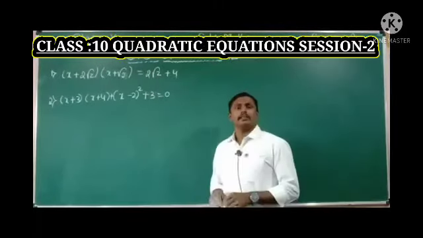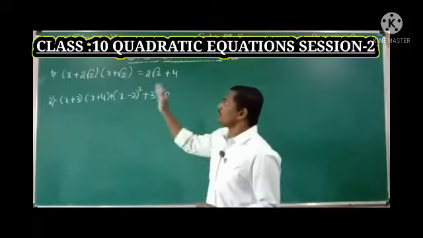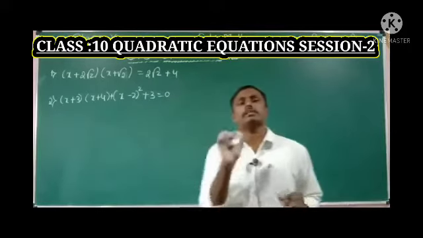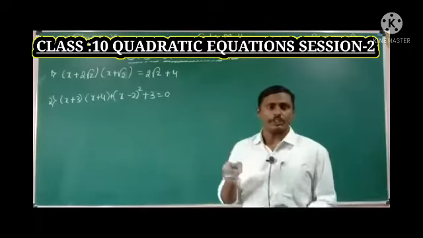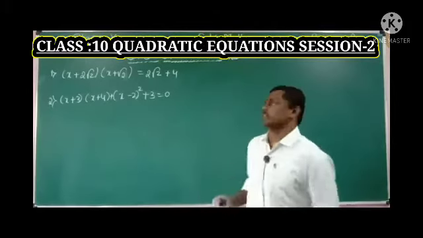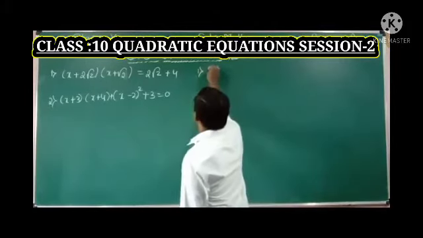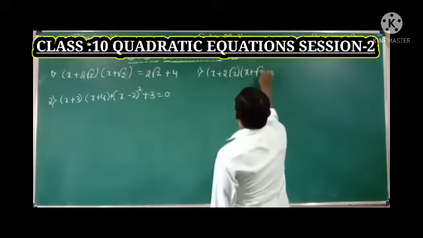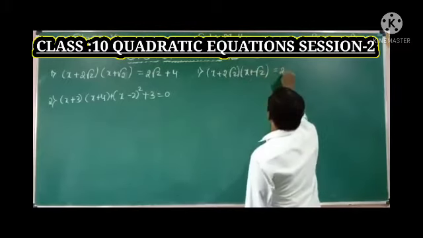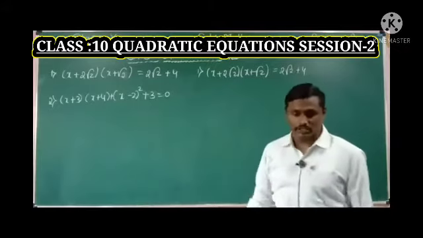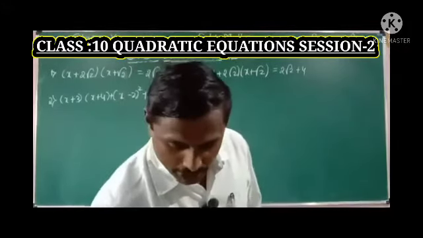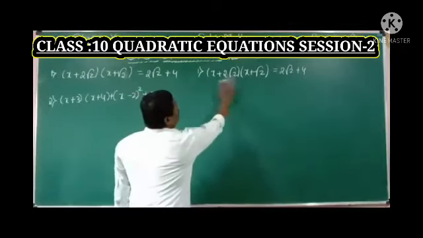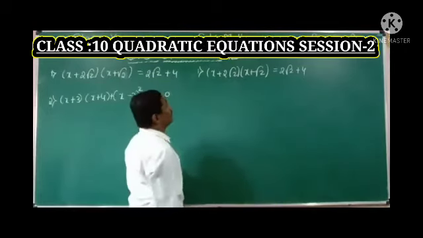Okay students, see the first question. You just need to simplify the first question and represent it in the standard form of ax square plus bx plus c and write the coefficient of x square, x and constant terms, right? So the first question is x plus 2 root 2 into x plus root 2, which is equal to 2 root 2 plus 4. So this is the equation. Simplify this equation. After simplifying, you need to write the a, b, c values. These two are the binomial products.